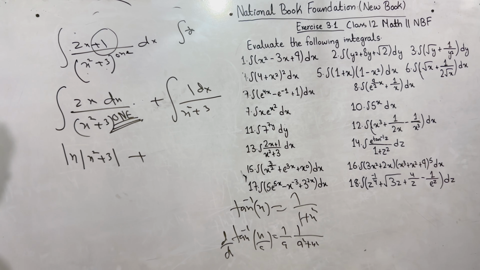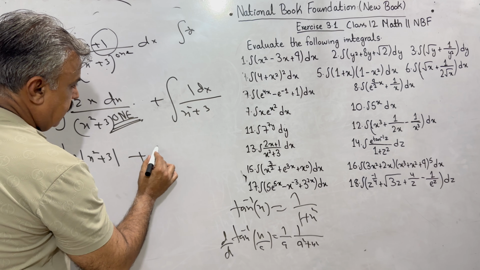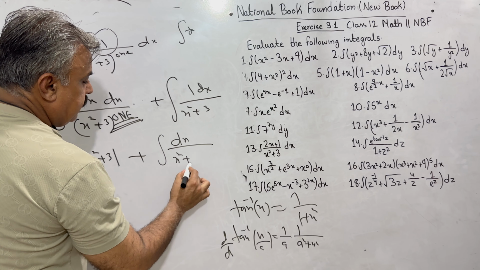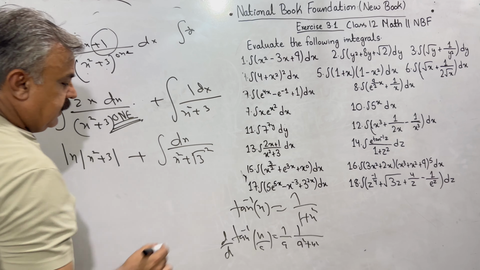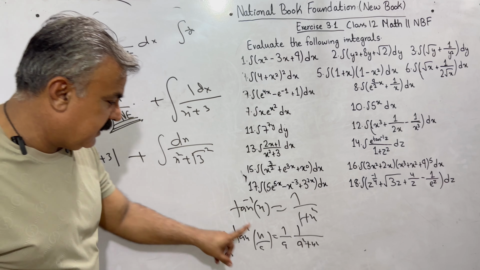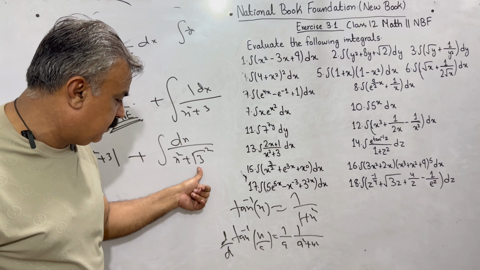There is also a second possibility by magic substitution. I am managing both for you. I can write this as x square plus root 3 square. Now that is my case. That's our x, that's our a. Our x is x, a is root 3.